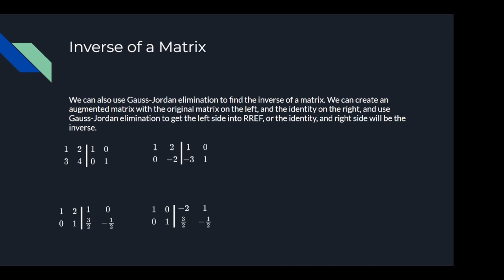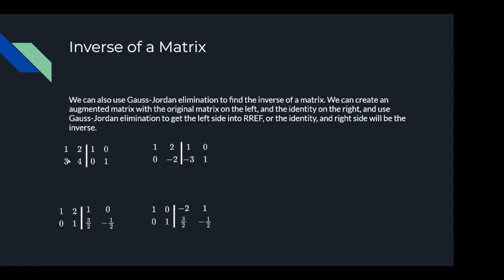We can also use Gauss-Jordan elimination to find the inverse of a matrix. So we can create an augmented matrix with the original matrix on the left and the identity on the right. So if we get the left side into RREF, which as I said before is just the identity because it's a square matrix, the right side will be the inverse.